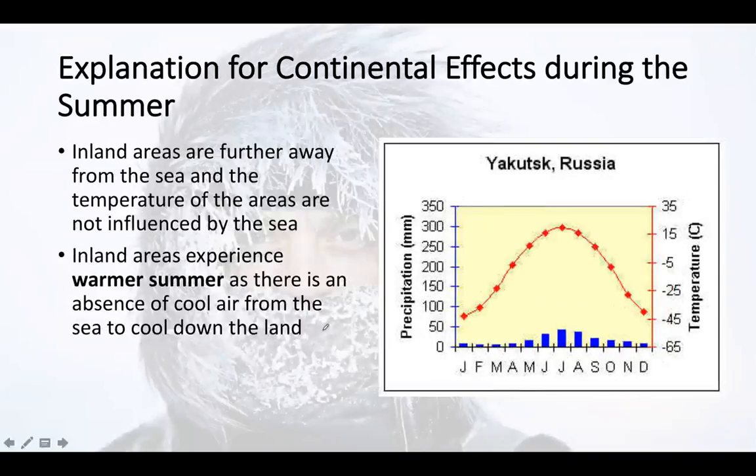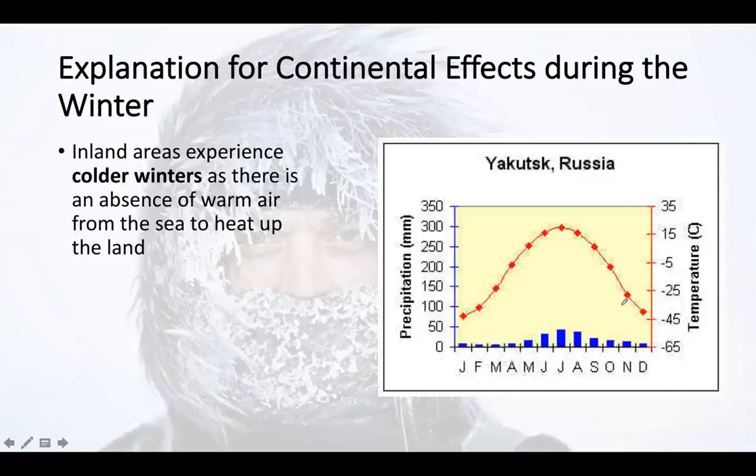Now, continental effects during the summer. Inland areas, which means if you're looking at somewhere much further in and away from the coast, the temperatures of the areas are not influenced by the sea, and what you see over here is they experience much warmer summers as there is the absence of cool air from the sea to cool down the land. Over here you can see in Russia, during summer time it's about 15 plus degrees because we'll talk about latitude later on. You can see over here it's quite warm compared to the winter time where the temperature starts to drop down, which we're going to talk about now.